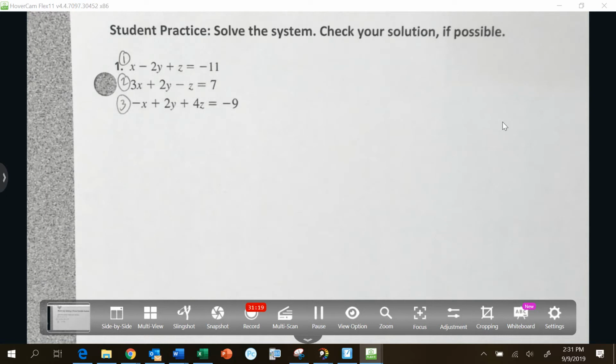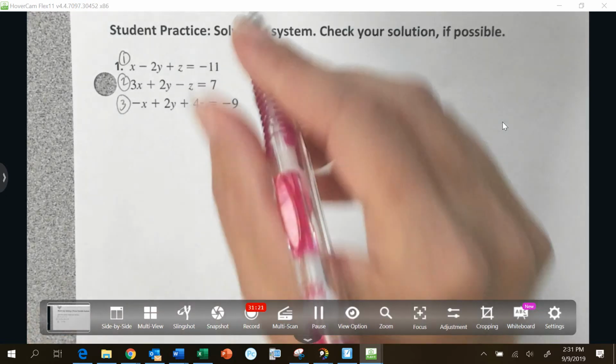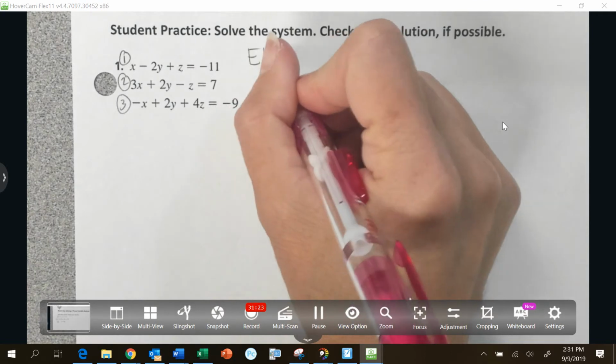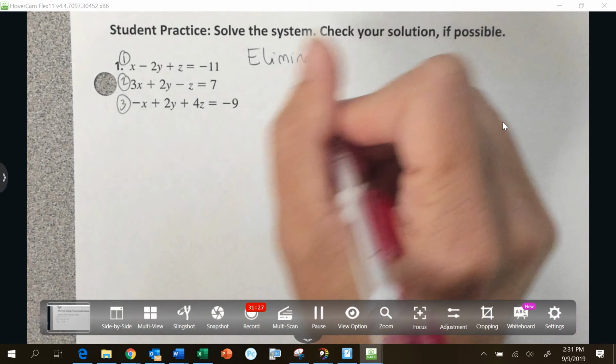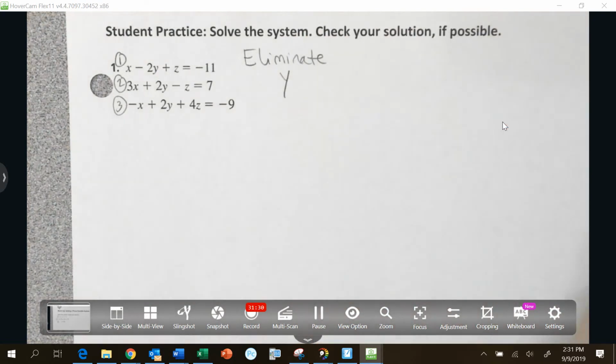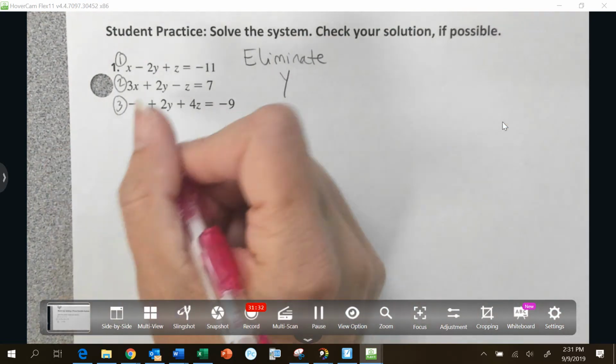Okay, so we stay organized, and when you look back at my work, or if I look at your work, I should not have to guess what you're doing. You're going to tell me, I'm going to eliminate Y.